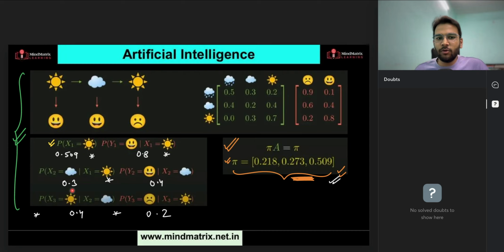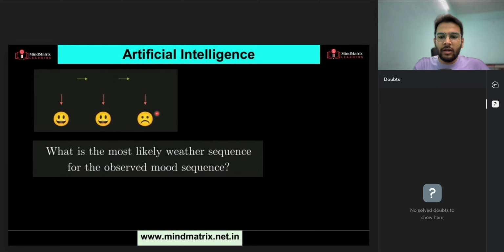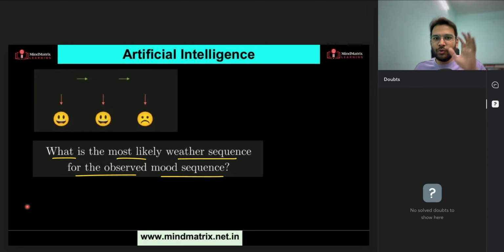This thing is clear to you, right? If you multiply all these, you will get the joint distribution for this given graph. Now the actual question arises. We have seen just one example. What is the most likely weather sequence for the observed mood sequence? Because you know the mood of your friend, whether on this given day he is happy, on this given day he is happy, on this given day he is sad. Based on this observed mood sequence, what is the most likely weather sequence?